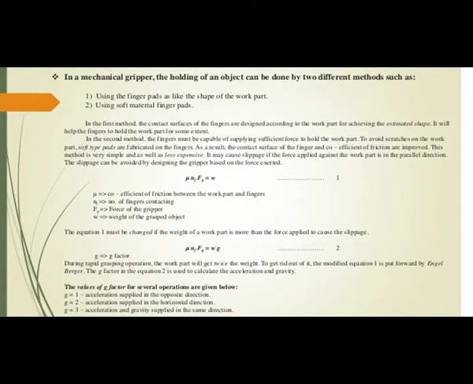Holding of an object can be done by 2 different methods, such as using finger pads shaped like the work part, or using soft material finger parts. In the previous slide we discussed that mu n Fg is equal to W, where G is also there, and the values of the G factor for several operations are given below. G is equal to 1, acceleration supplied in the opposite direction. G is equal to 2, acceleration supplied in the horizontal direction. G is equal to 3, acceleration and gravity supplied in the same direction.